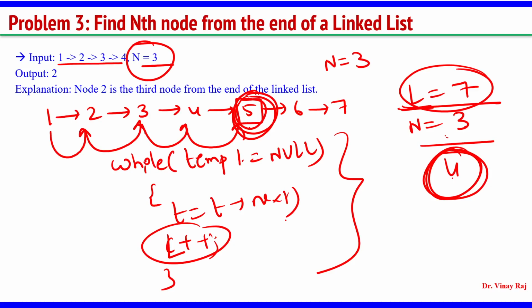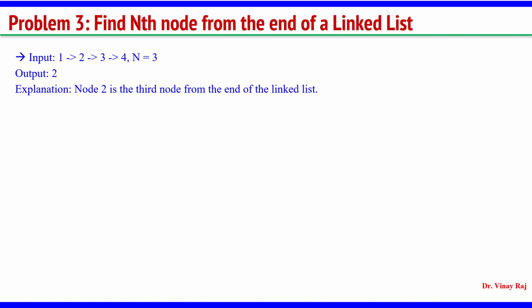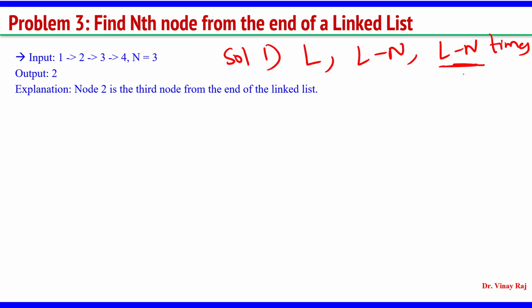However, there is another equivalent solution for this problem with the same time complexity. Solution 1 says: first find the length, then subtract, L minus n, then iterate, let us say L minus n times, temp equal to temp next. Wherever this loop ends, the current temp value is your nth node from the end.